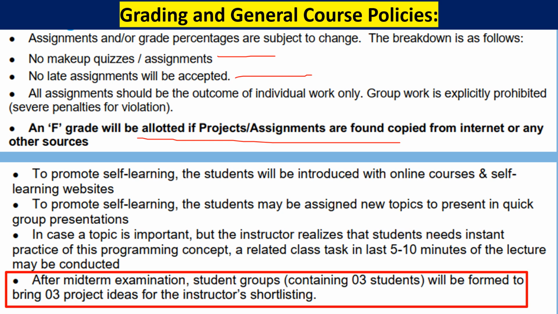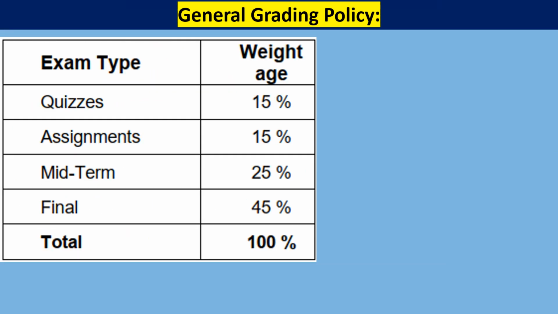After the midterm examination, student groups of 3 students will be formed to bring 3 project ideas for the instructor's shortlisting, and then we will instruct you how to modify it or how to enhance its understanding related to your subjects. And the grading is as usual: quizzes 15%, assignments 15%, midterm 25%, final 45%, and the total is 100%.